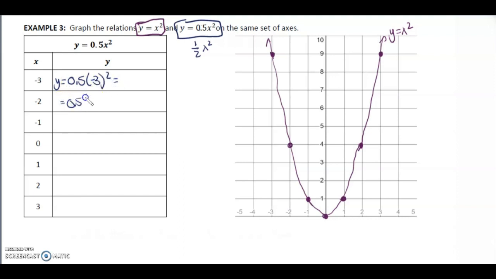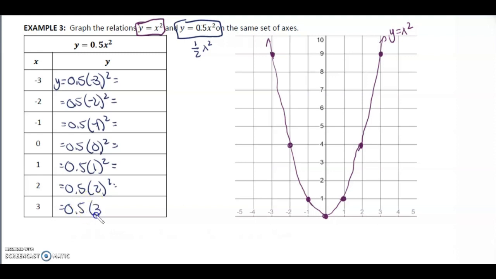Then we're going to go 0.5 times -2 squared. We're going to go 0.5 times -1 squared. We're going to go all the way down, 0.5 times 0 squared. And we're going to sub in our x values, 0.5 times 1 squared, 0.5 times 2 squared, and 0.5 times 3 squared.